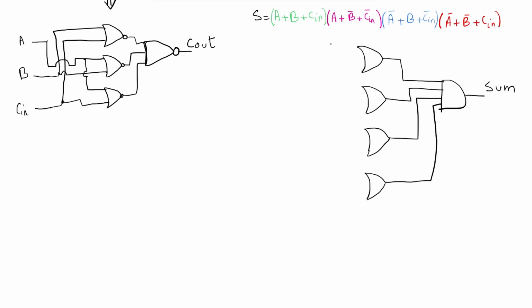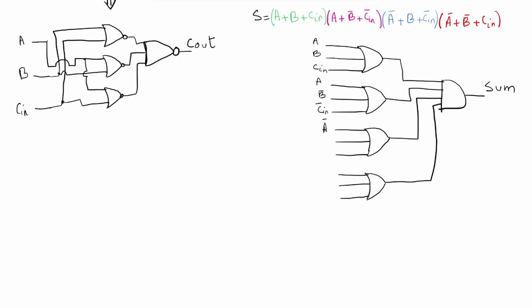So for the first one in green, we have A plus B plus Cn. That's A, B, Cn. The one underneath it, we have 3 inputs as well. So let's draw all the inputs, and they all have 3 inputs. So the second one is A, B bar, Cn bar. The one in blue, third term, we have A bar, B, Cn bar. And then the last one in red, it's A bar, B bar, Cn.